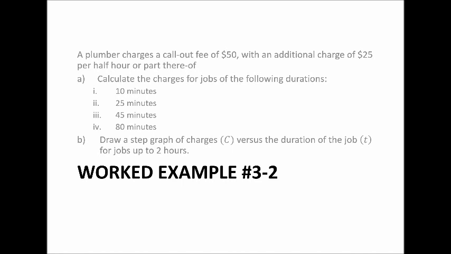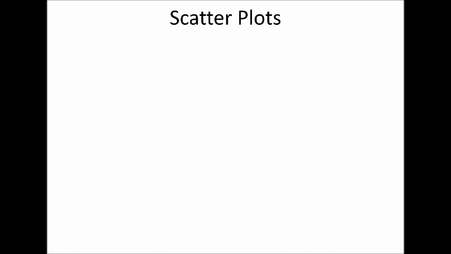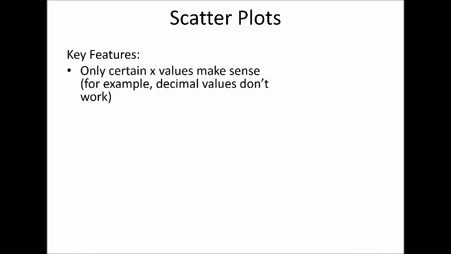The last type of graph, maybe save the easiest for last. That's just a scatter plot. So the key features of a scatter plot, again, we've seen these before. Only certain x values make sense. So for example, decimals don't work. I can have 1 or 2 or 3 of something, but that's all. I can't have 1.5.